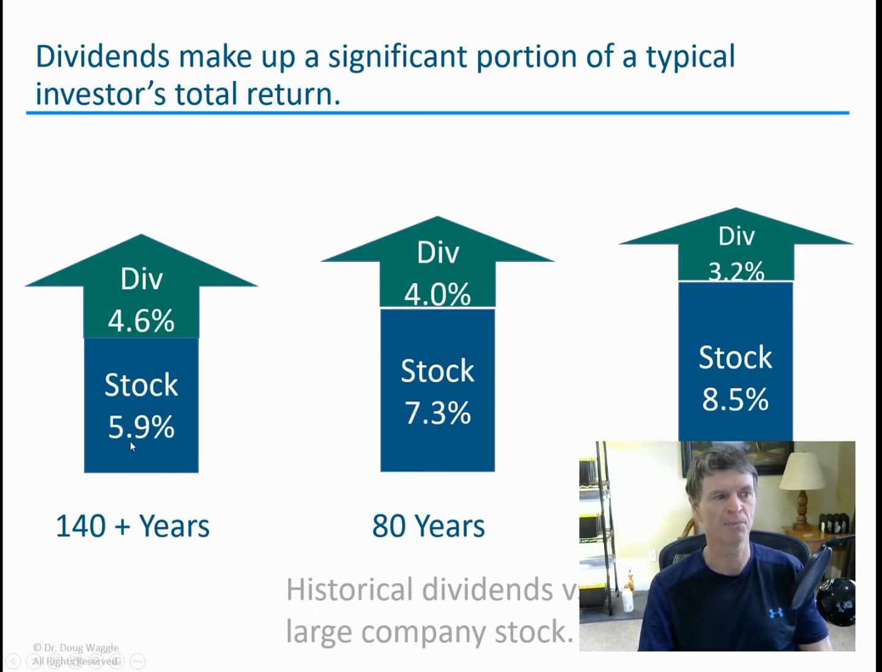So 5.9% on average of your return came from the stock price going up, and 4.6 of the total 11.5 came from dividends. And then over the last 80 years, dividends importance went down. Over the last 40, dividends even less significant. So companies are paying less in dividends, and they're doing things like share repurchases instead. We're just buying back the company stock, and that helps the stock price go up.